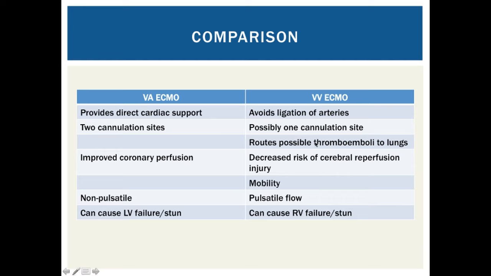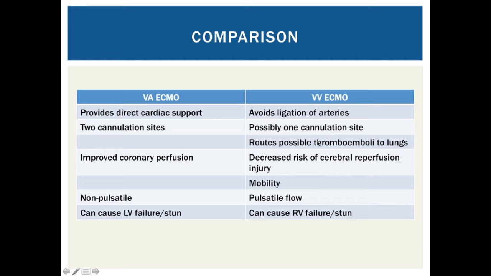This is a side-by-side comparison of VA ECMO and VV ECMO. So again, VA ECMO provides direct cardiac support, whereas VV ECMO doesn't. But the nice thing about VV ECMO is that you don't have to touch the arteries at all. VA ECMO is at least 2 cannulation sites, whereas VV ECMO is possibly 1, usually 2, but you can do it with 1 cannulation site.